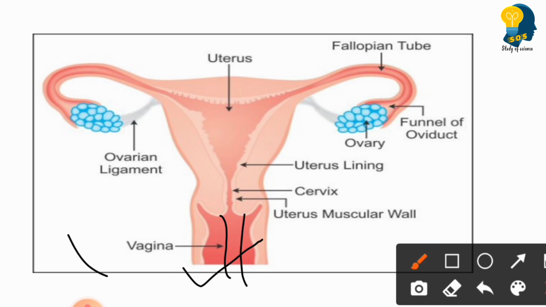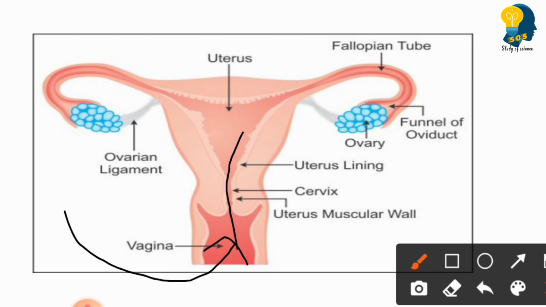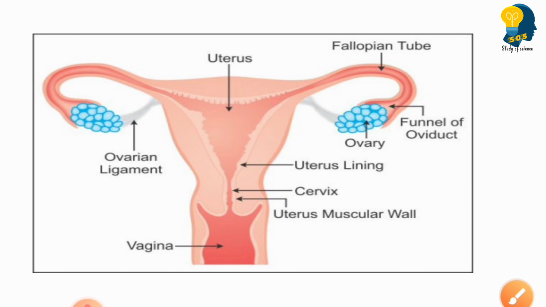It helps in passing the sperms. See, when there is intercourse between the male and the female, that means the sexual act between the male and female, what happens? The sperms get discharged inside the vagina. The sperm which enter the vagina reach the fallopian tube. The vagina is the region which receives the sperms and helps in passing them to reach the fallopian tube. Clear? So this is all about the parts of the human female reproductive organ.